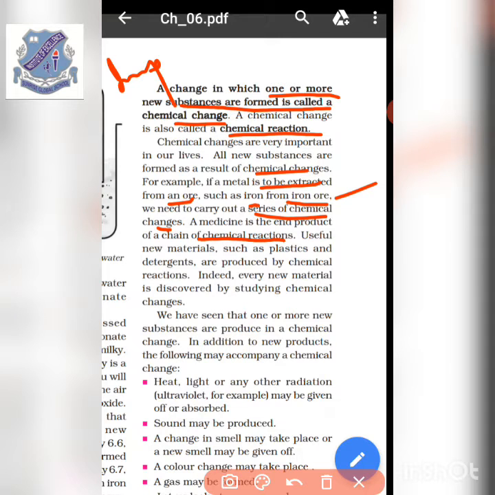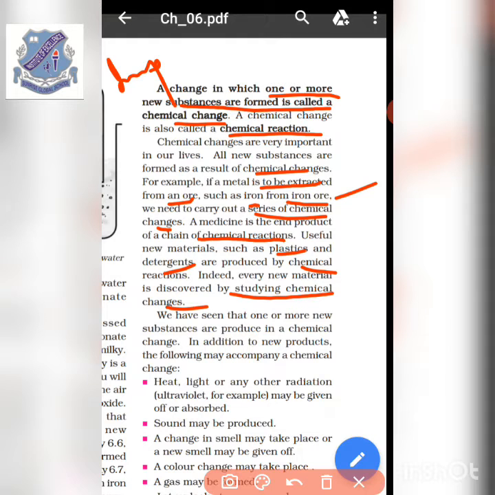Any medicine that you take when you are not well, these medicines are made by chemical reactions. Many chemical reactions are performed, and the final result is the medicine that we eat. Useful new materials such as plastics and detergents are produced by chemical reactions. Indeed, every new material is discovered by studying chemical changes.